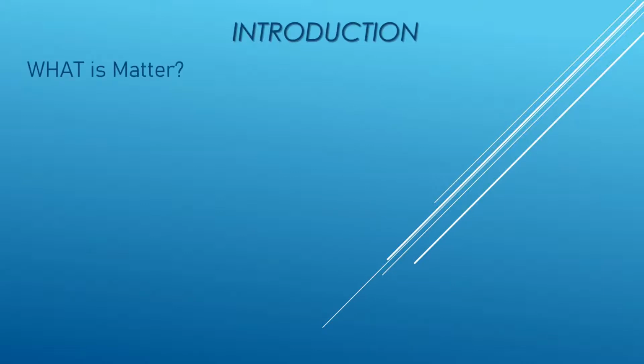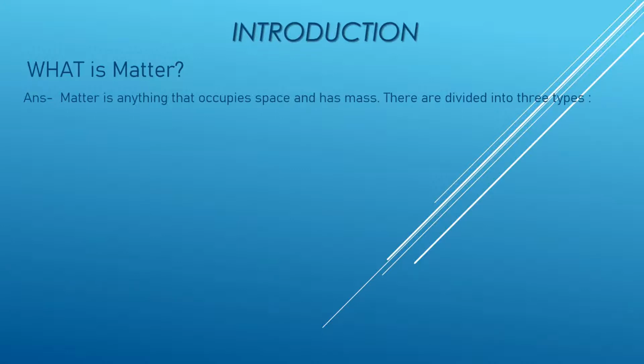My first question would always be, what is matter? Matter is anything that occupies space and has mass. For example, your desk or your chair. And matter is also divided into three types, that is your solid, liquid and gas. As the chapter name suggests, the solid state.